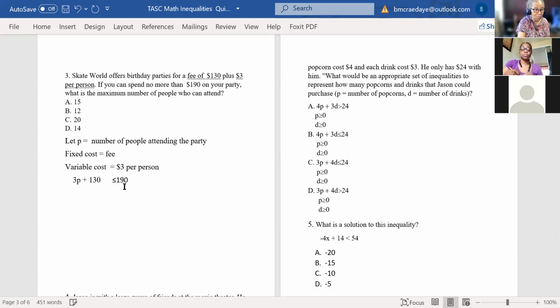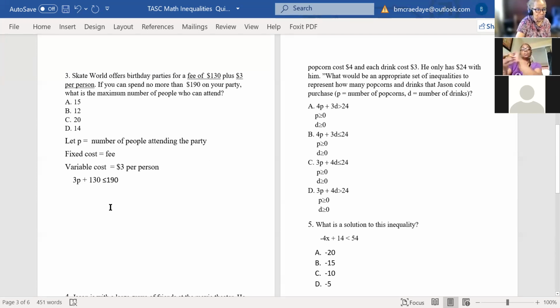Okay, so we've got our inequality. $3 times the number of people attending the party, where P represents people, and 130 is the fee. So when we add the variable cost, 3P, plus the fixed cost, the fee, the 3P plus 130 must be less than or equal to 190. Now, Vanessa, how do we solve this inequality for P?